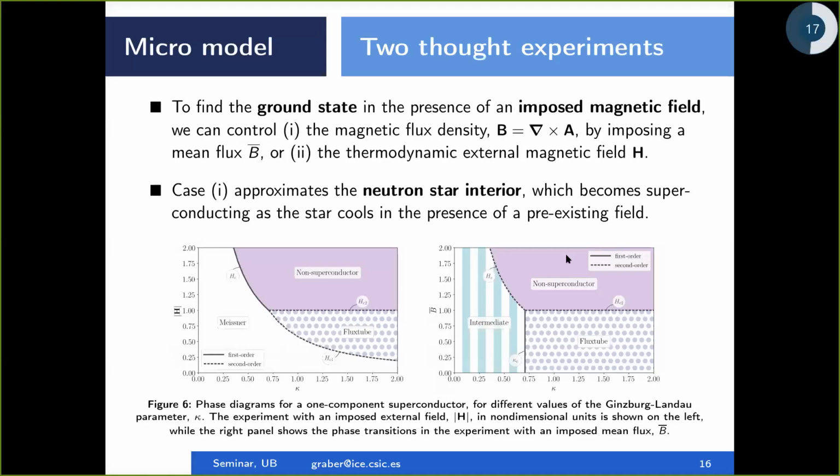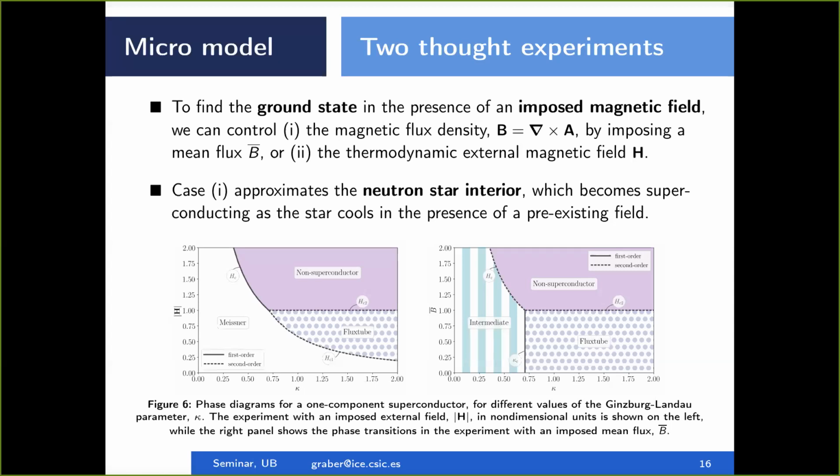So basically, we try to find the ground state of the system by imposing a magnetic field. If you think of this idea of finding the ground state, you can make two types of thought experiments. This is something we looked at for quite a while, because it's not that obvious. In the classical system, you have a laboratory superconductor, a magnetic field produced by two coils, and you put the sample in the middle.